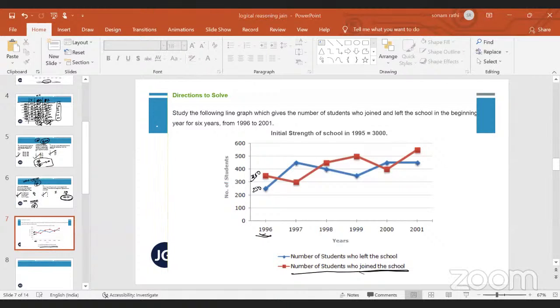First note down the data, then we will solve it. And initial strength is also given to you. Initially, how many students were there? 3,000 students. Then in 1996, how many students left? 250 students left and 350 students joined. Like this, each year is given to you.